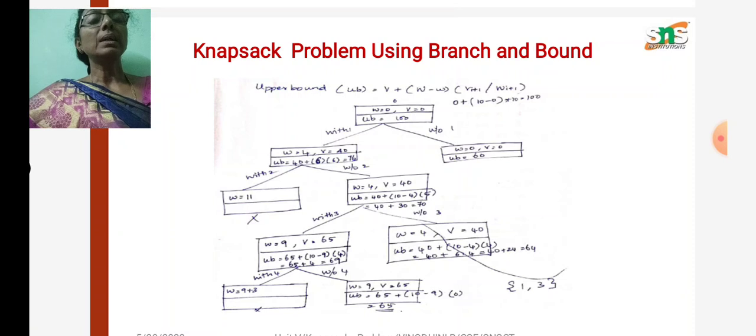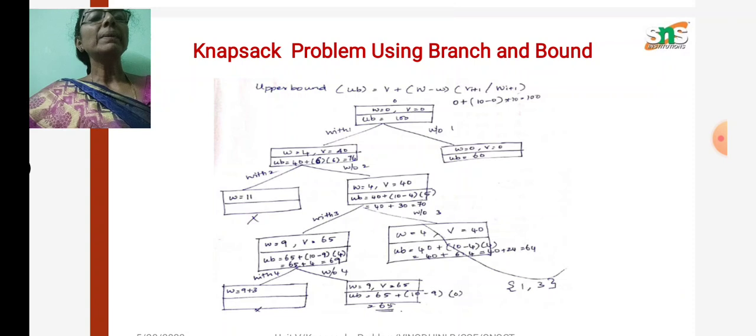After with 3, again from that node we calculate the upper bound: what is our value when adding item 4, and without adding item 4. With item 4, the weight exceeds the maximum, so we drop that solution. Without 4, we get the value of 65. So this is our final conclusion.